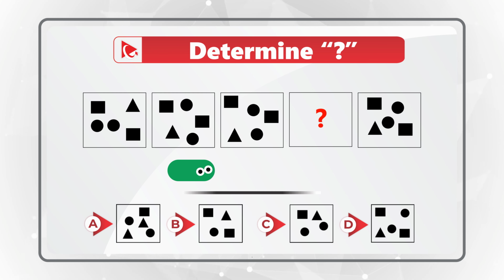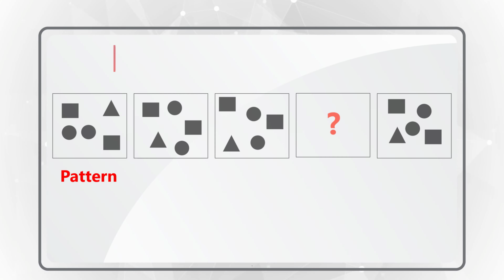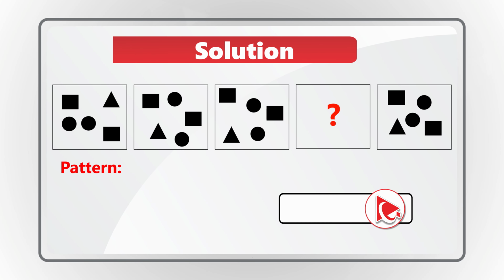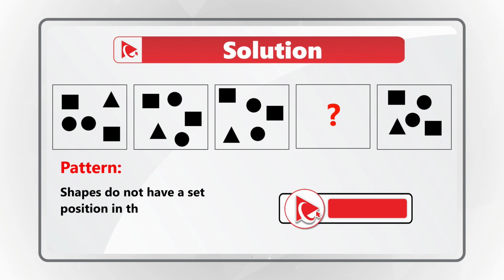Give yourself a little bit of time, maybe pause this video to see if you can get to the correct answer. Ready or not, I am moving forward to reveal you the pattern and show you how to calculate the correct solution. As you might have guessed, the position of the small shapes inside the large box is not as important, but the presence of the shapes is very important.